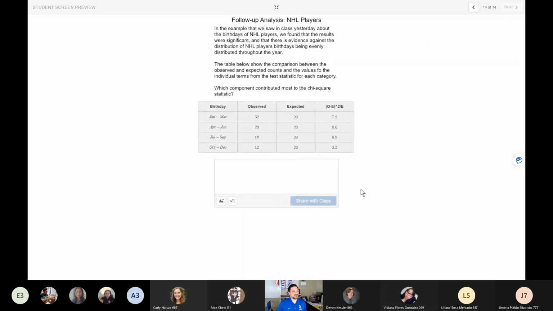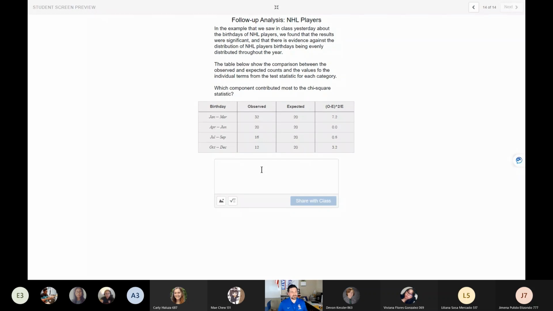And we'll go to this last screen here. I do not need you guys to actually answer this question. I'm just going to talk about it. So this is a sample follow-up analysis. In the example that we saw in class yesterday about the birthdays of NHL players, we found that the results were significant and that there is evidence against the distribution of NHL players' birthdays being evenly distributed throughout the year. The table below shows the comparison between the observed and expected counts and the values for the individual terms from the test statistic for each category.